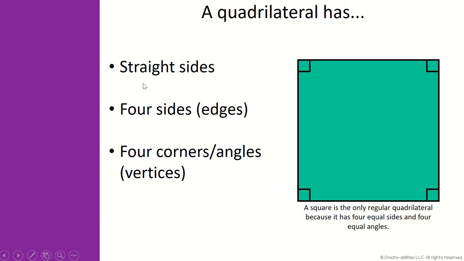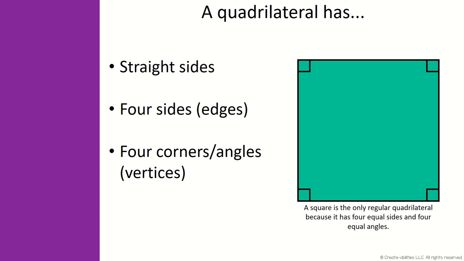A quadrilateral has straight sides. That's going to be your first bullet. The second bullet, you're going to write 4 sides or edges. And then for the third bullet, you're going to write 4 corners or angles. They're also called vertices. Again, you can pause the video and then press play when you're ready to go.